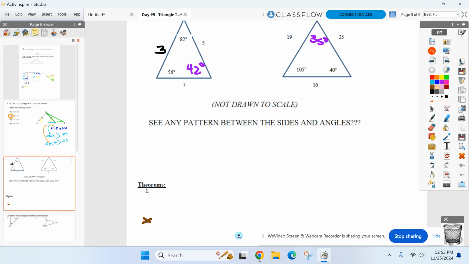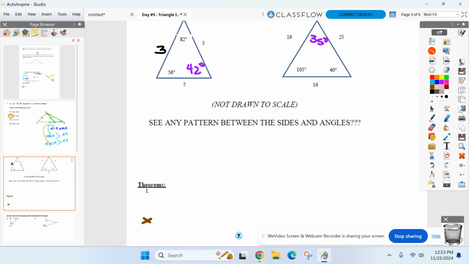The greatest angles are opposite from the greatest sides. What's the biggest angle in this diagram? 82. Look across from it. What side is it across from? 7, which also happens to be the largest side. Also, what's the smallest angle in this diagram? 42. What's it across from? 3, the smallest side.